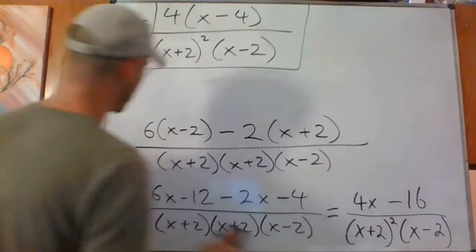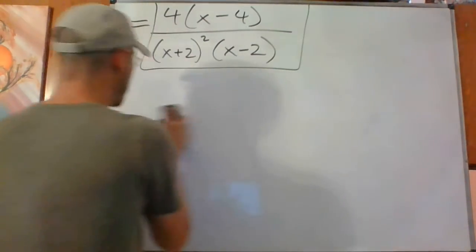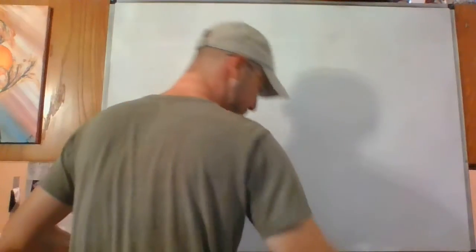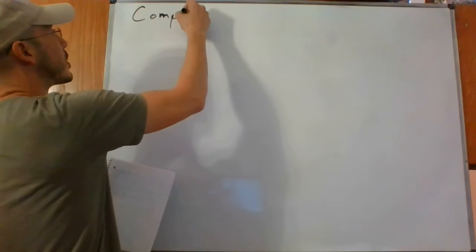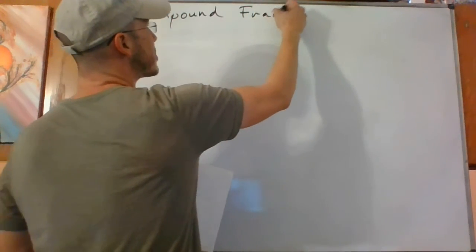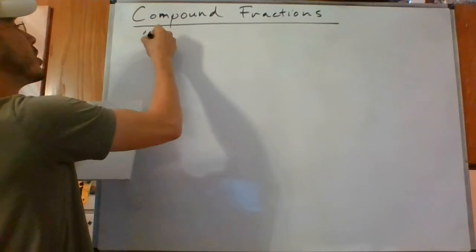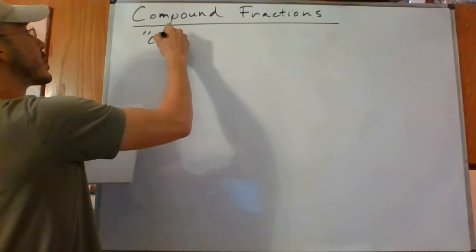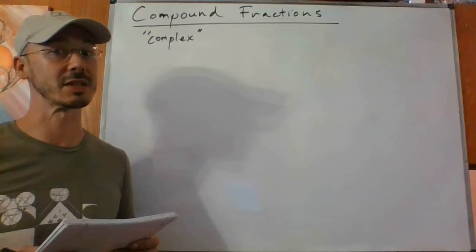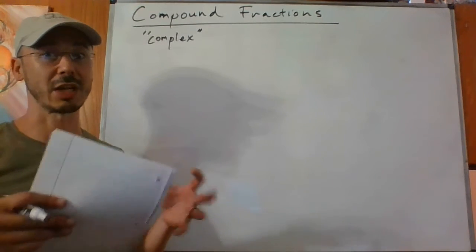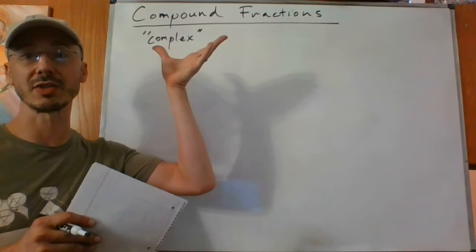And there's one more topic that section 1.6 covers. You need to see a little bit of it, and that's called compound fractions. The book uses the word complex, but in the field of mathematics, complex means something different than complicated. And I like compound better as a name. You can call them complex fractions too.